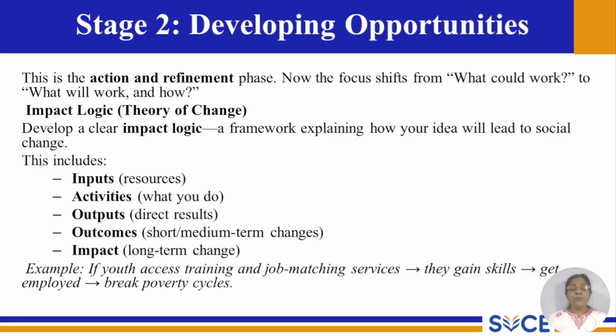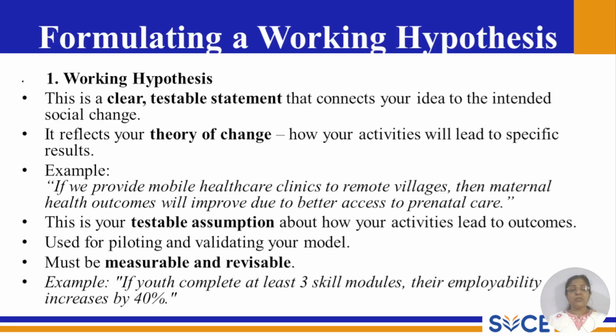Example, if youth access training and job matching services, what are the skills they are going to gain and how they are going to get employed? Thus, by getting employment, how they are going to break the poverty cycle. So this is stage number 2.